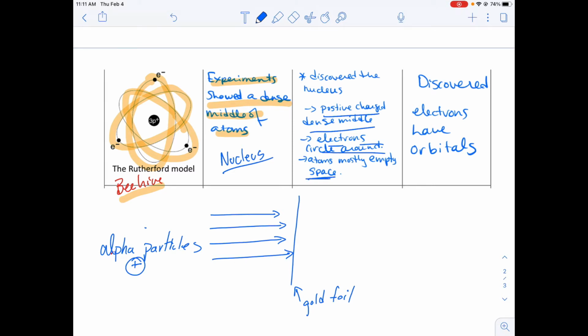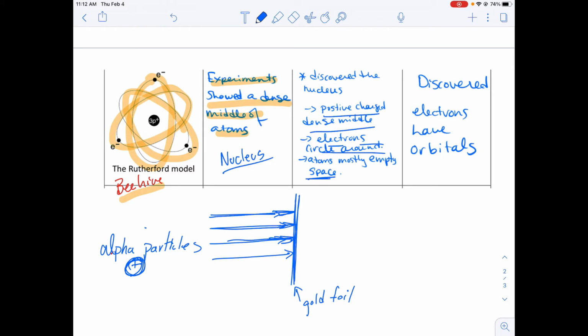The experiment that brought Rutherford to this idea was that he shot alpha particles at a gold foil. Gold foil is a thin layer of gold, and alpha particles are positively charged particles, and they shot them at very high speeds, and the particles hit the gold foil. I like to think about this a little bit like Red Rover, where we call so-and-so over, and they'd run and try to break through the lineup of kids holding hands. Kind of a little elementary school game.